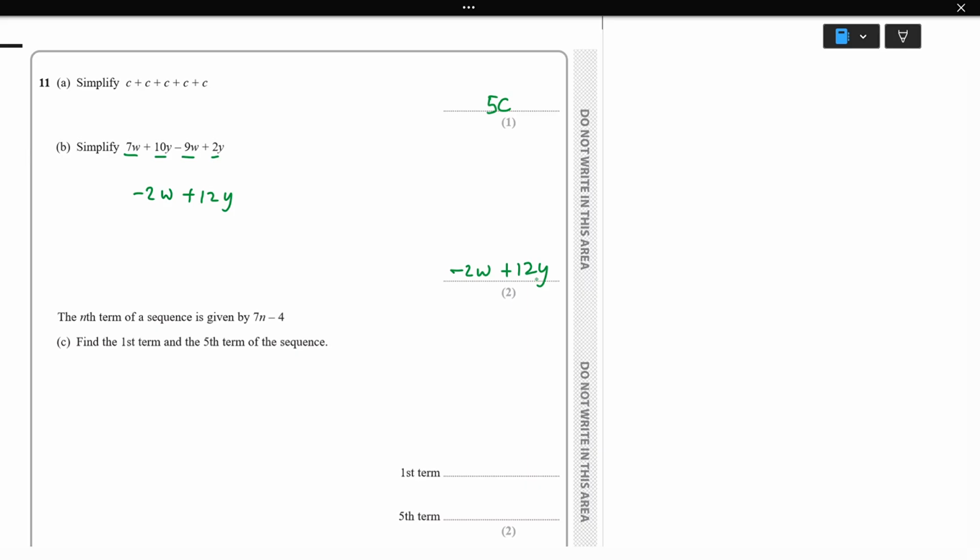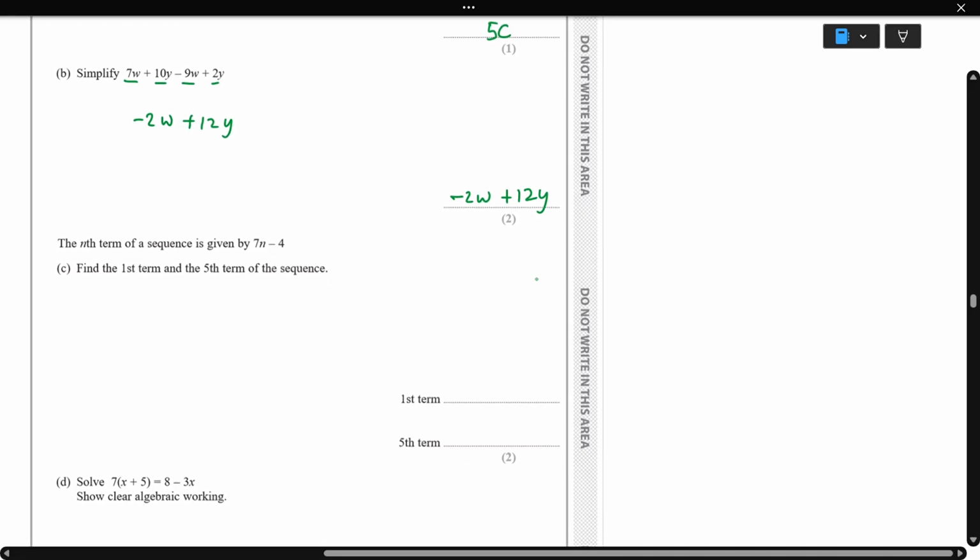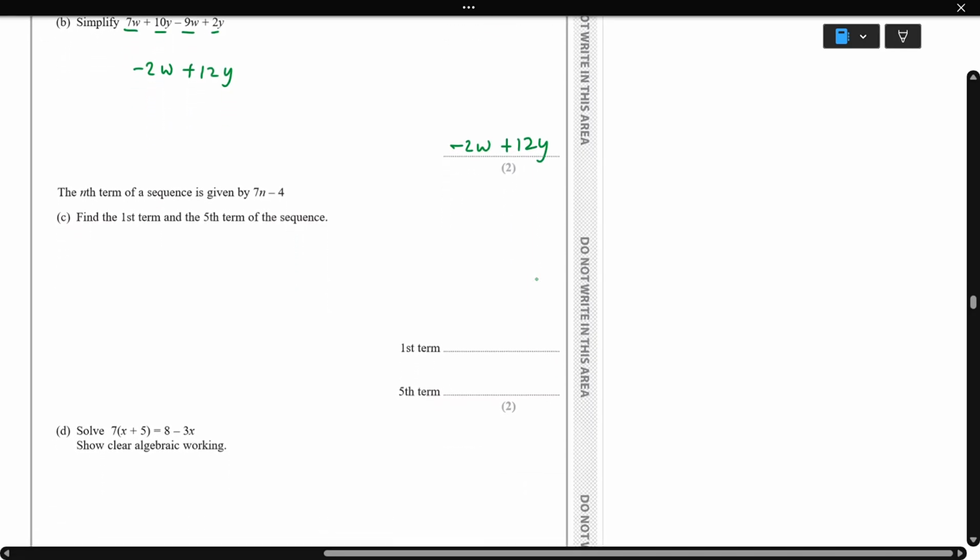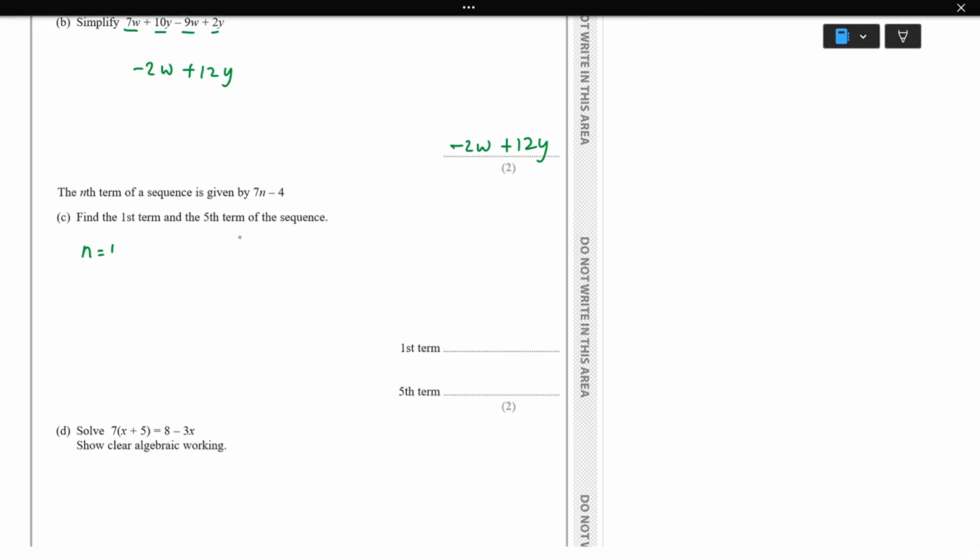Okay, so the next one, the nth term of the sequence is 7n minus 4. Find the first term and the fifth term. So first term, we need to do n equal to 1. When you put n equal to 1, what you will get? 7 times 1 minus 4, which is 7 minus 4, which is equal to 3. The first term going to be 3. Next, n equal to 5. So 7 times 5 minus 4, which is 35 minus 4, which is 31.